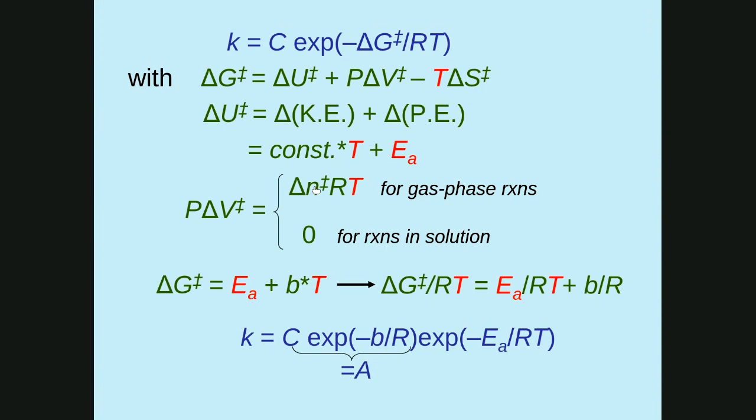In this case, that would be -1 because you go from 2 molecules to 1, and multiplied by RT using the ideal gas equation of state. So something again proportional to T.